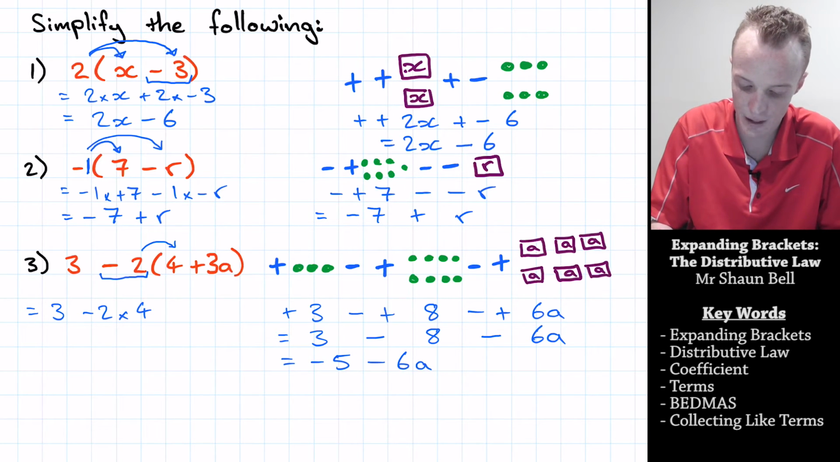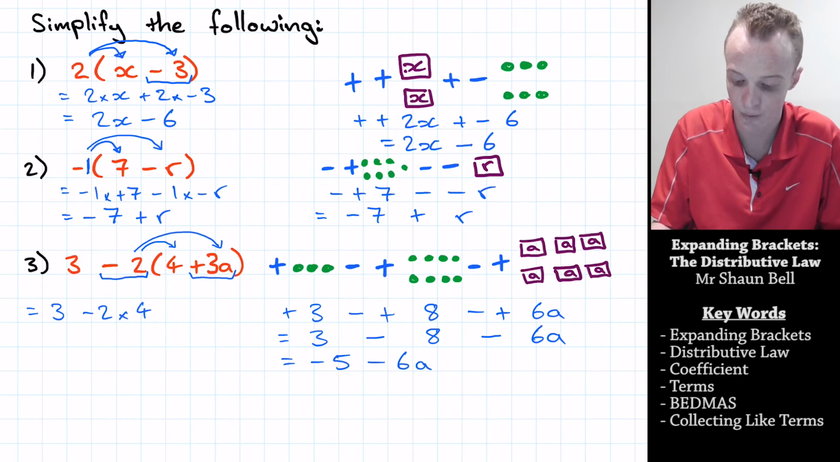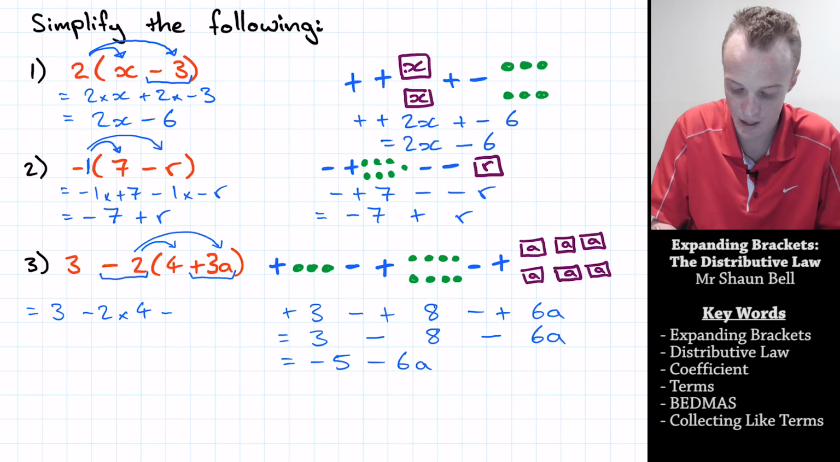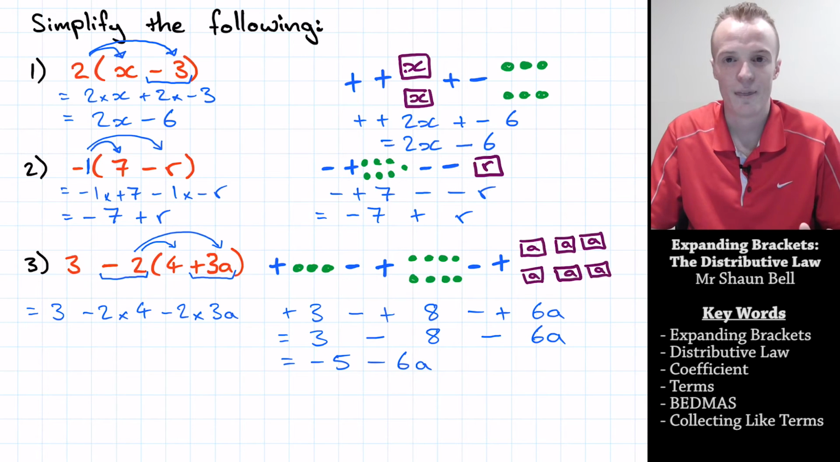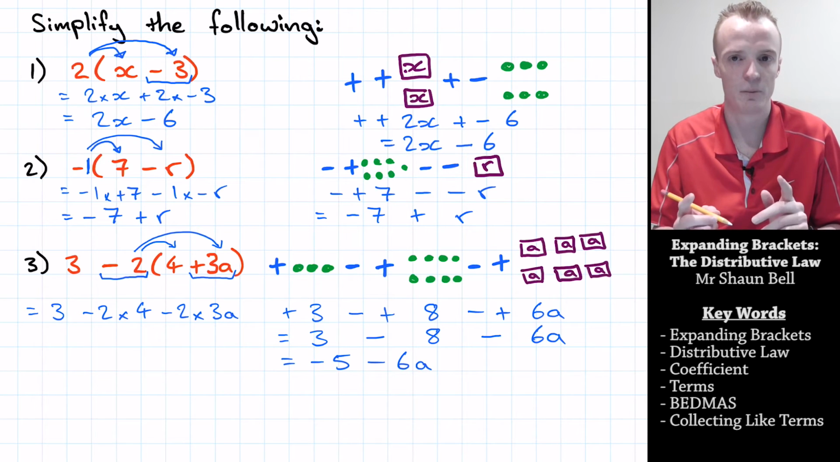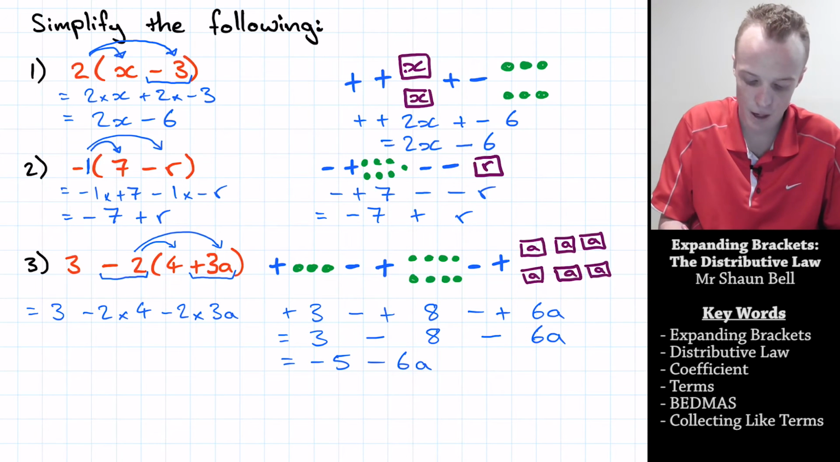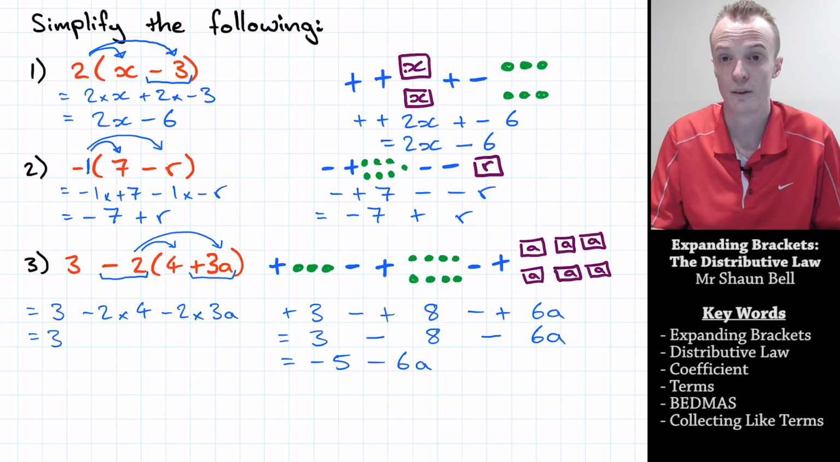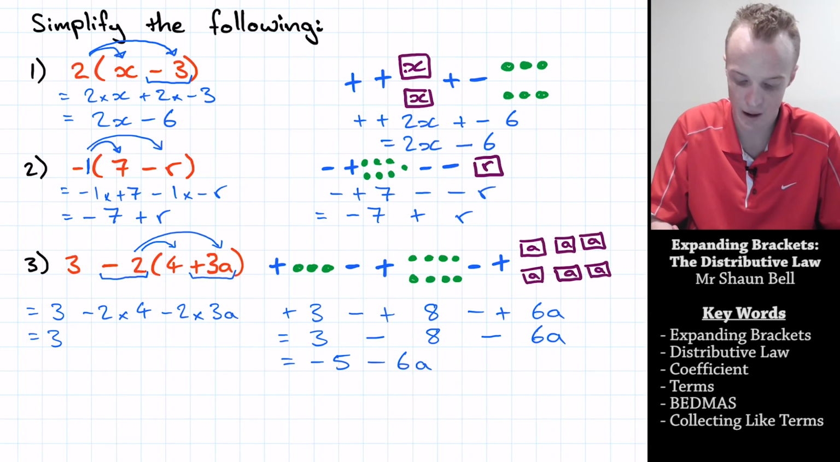Then we take the negative 2 and we multiply it once again with the second term of the bracket, which is going to have that plus sign. So it's negative 2 multiplied by positive 3a, which I'm just going to write as 3a. Now I've done that, the next step is to follow my BEDMAS rules of multiplication before addition and subtraction. So I can't do anything with this 3 yet because I've got to do the multiplication. I've got negative 2 times 4, so a negative times a positive is a negative.